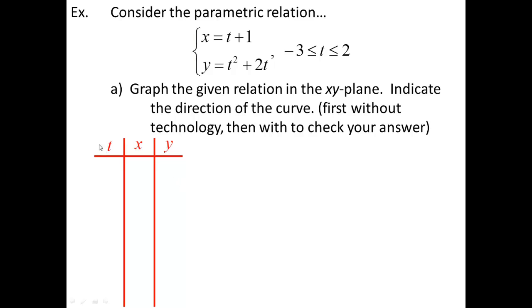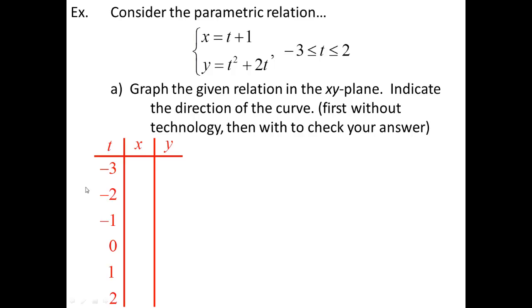So I'm going to pick values for t. Well, since I'm going from -3 to 2, it makes sense that I would list t values from -3 to 2. And I'll go ahead and plot at every integer between -3 and 2. Now, there is no general rule of thumb as to how many points you need. In general, the more the merrier. The more points you plot, the more accurate your graph is going to be.